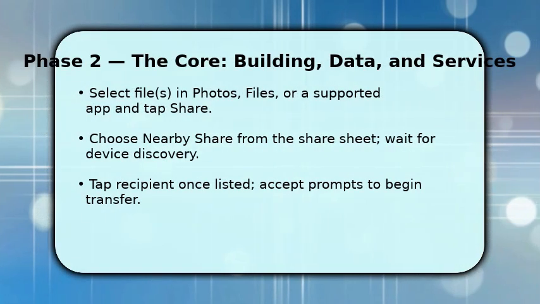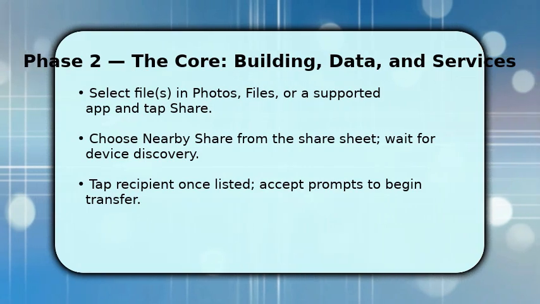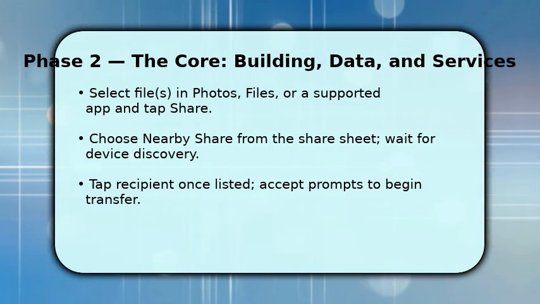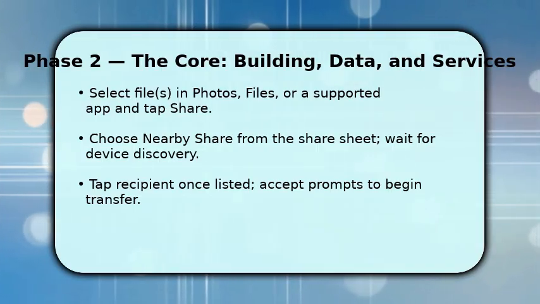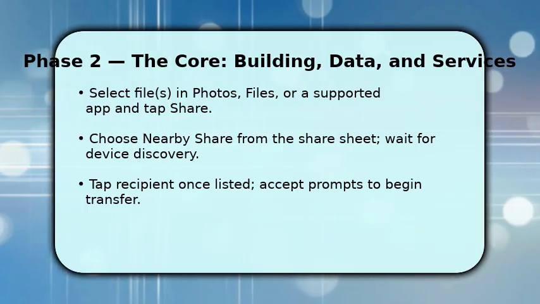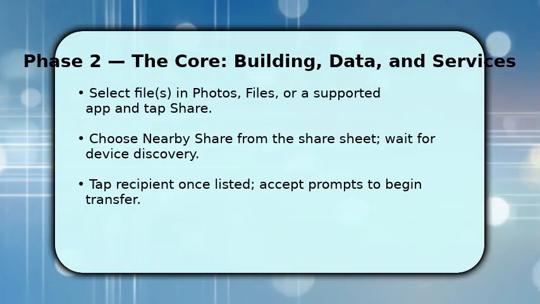Now you pick the content to send and initiate the transfer. In Photos, Files, or another app, select the item and tap Share. Choose Nearby Share from the share sheet. Once you do that, your phone searches for nearby devices. This can take a few seconds.